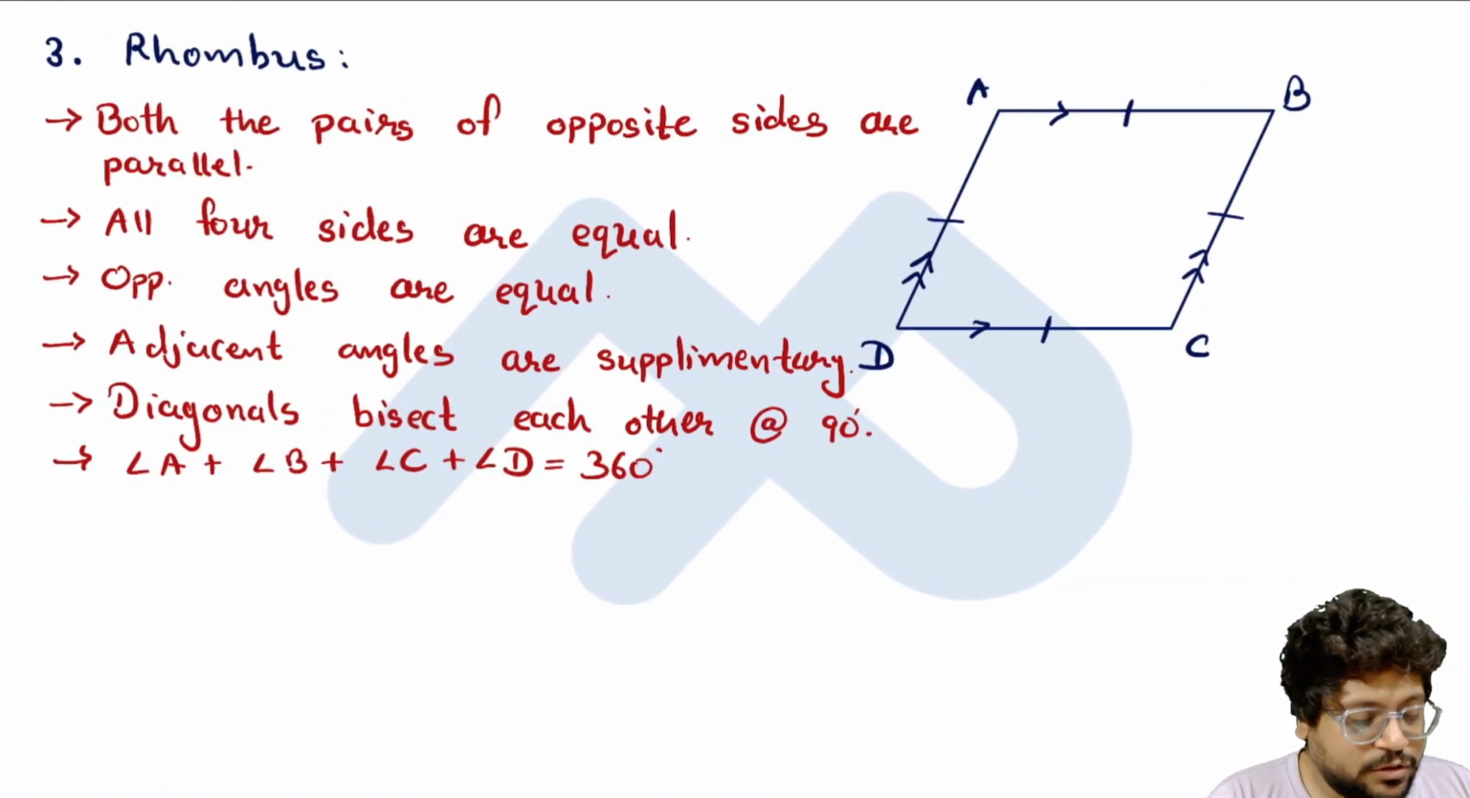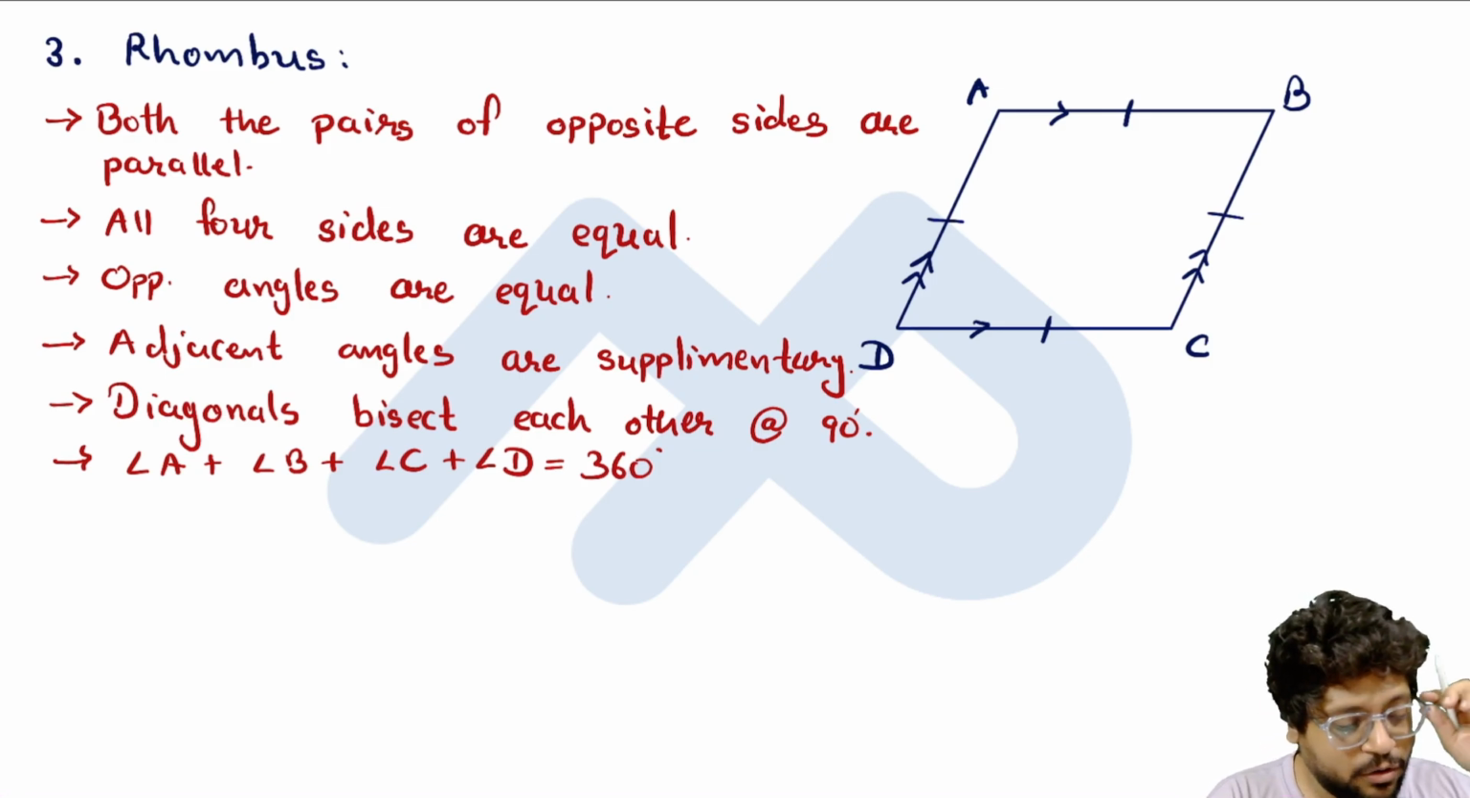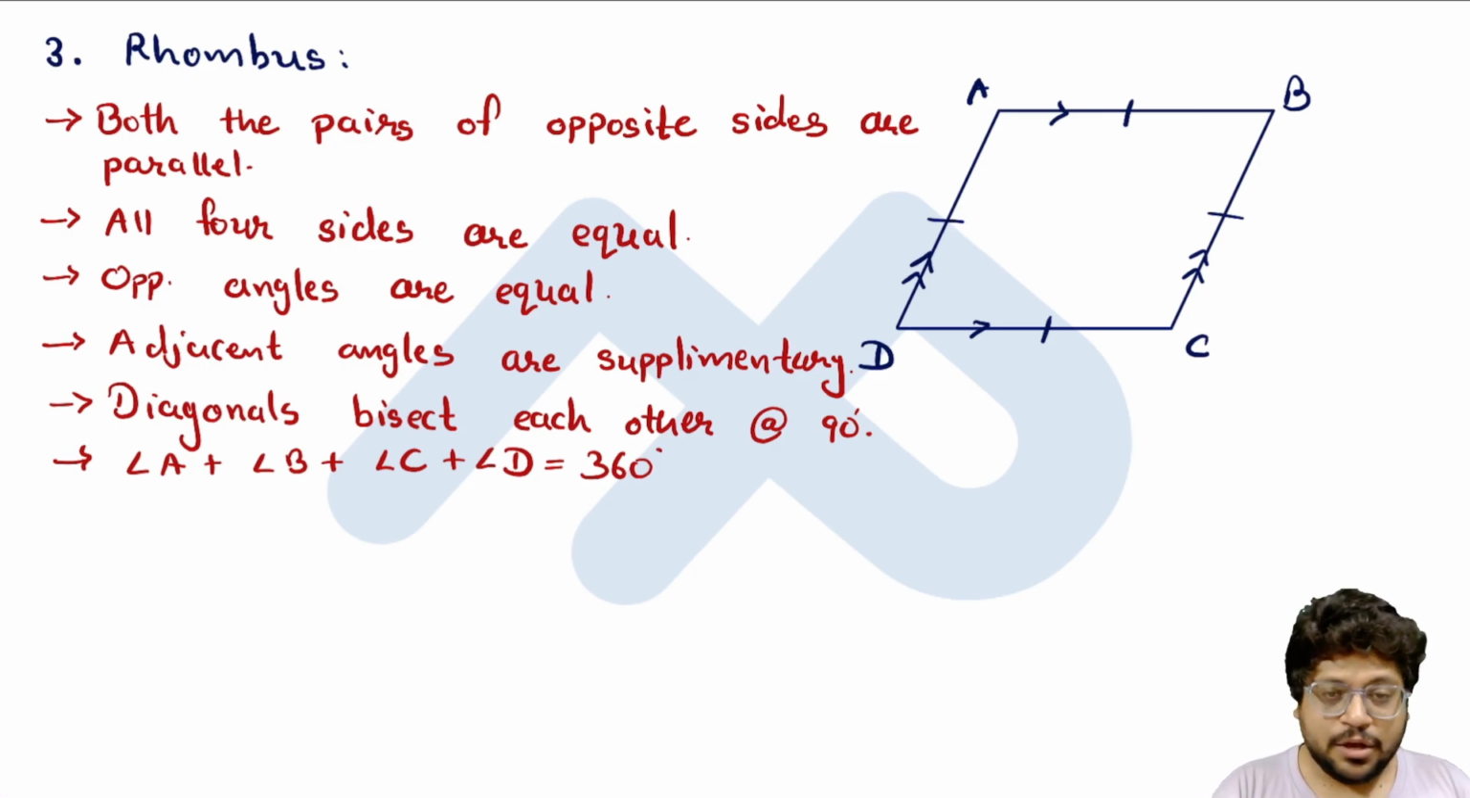Third, now this is the rhombus, and let me tell you, rhombus is also a parallelogram. It's a special case of parallelogram where all four sides are equal. In a parallelogram, both the pairs of opposite sides are parallel and equal, right? But here in the rhombus, both the pairs are parallel, of course, to each other, but all the sides are equal to each other, right?